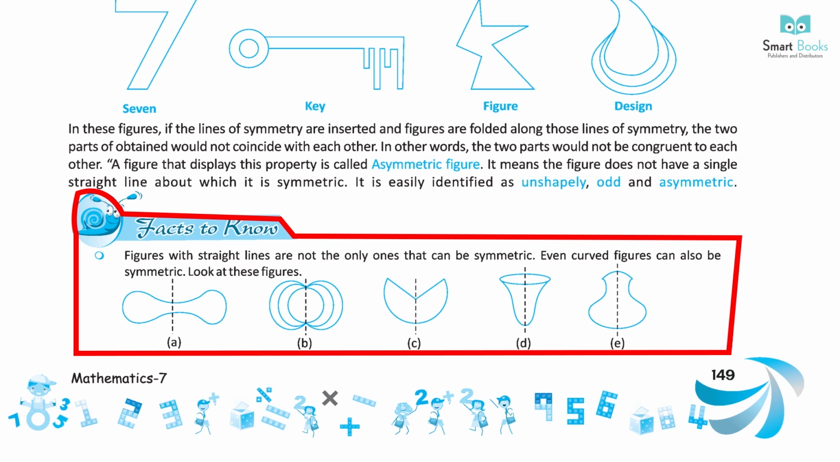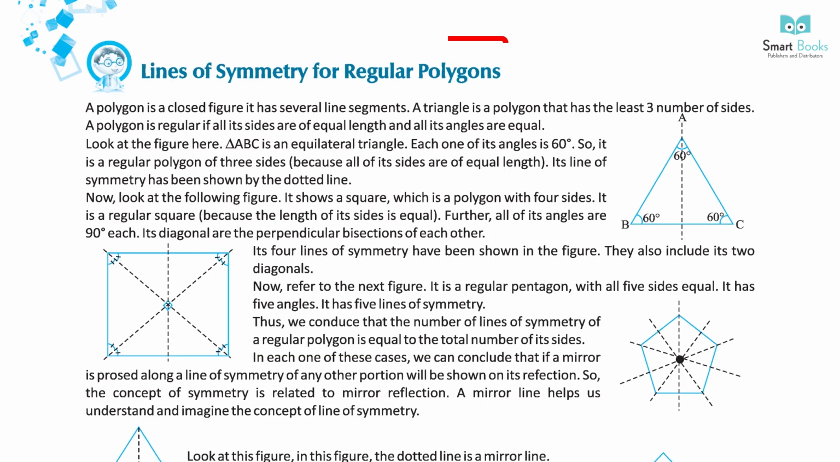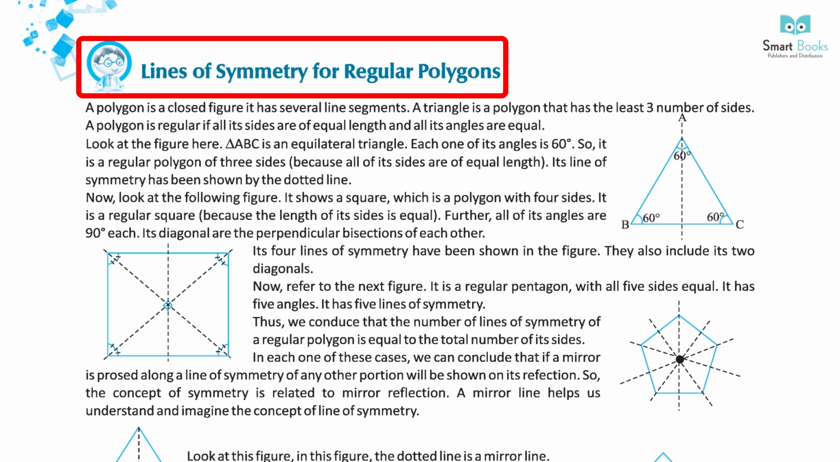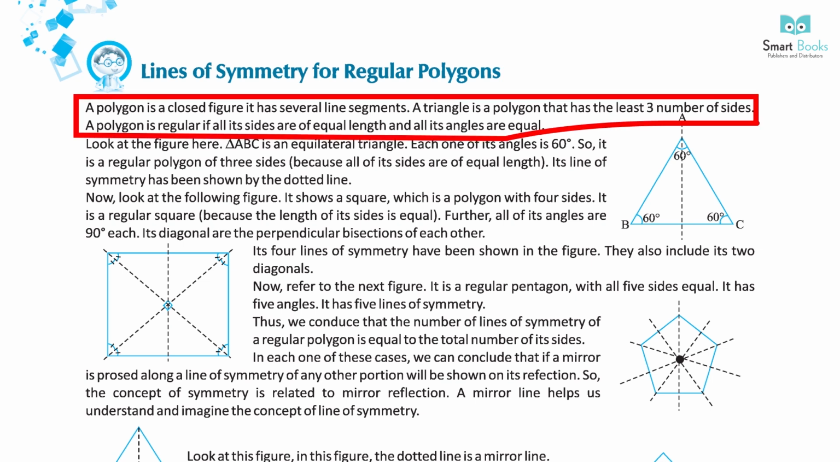Facts to know. Figures with straight lines are not the only ones that can be symmetric. Even curved figures can also be symmetric. Look at these figures. Lines of symmetry for regular polygons. A polygon is a closed figure. It has several line segments. A triangle is a polygon that has the least number of sides, 3. A polygon is regular if all of its sides are of equal length and all its angles are equal.